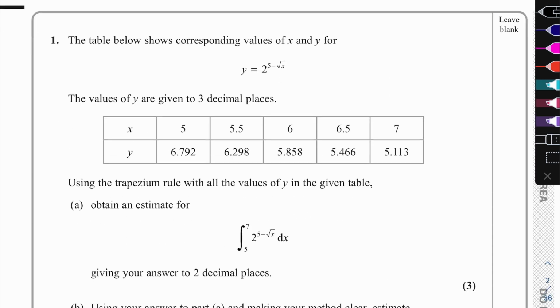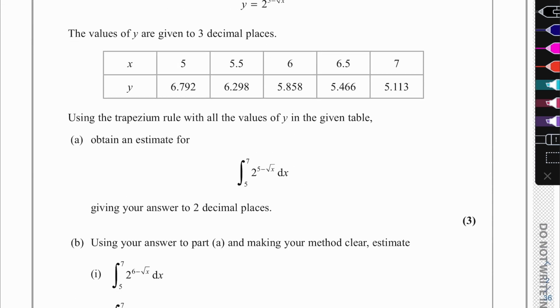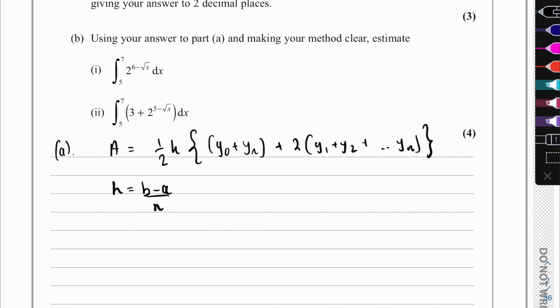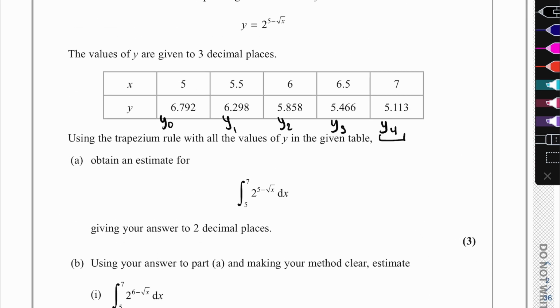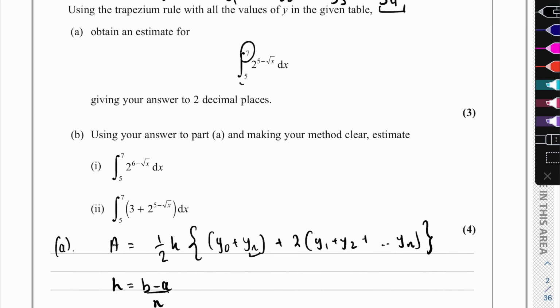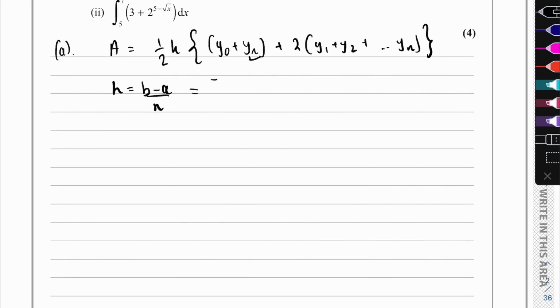So let's work out if we can do this. The first value is always y0, the second value is y1, y2, y3, and y4. Now you can see the last value is y4, and in the formula the last value is yn. So we can say n equals 4. Now can we work out what the height is? Yes, because we know the limits are 7 and 5. So 7 minus 5, and we know n is 4. This gives us 2 over 4, which is 0.5, a half.